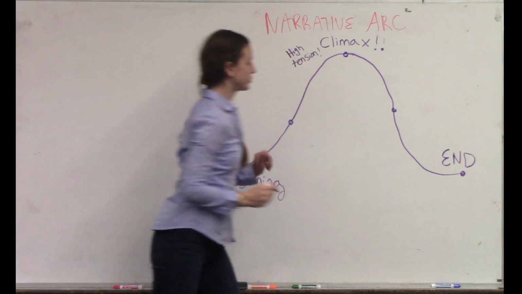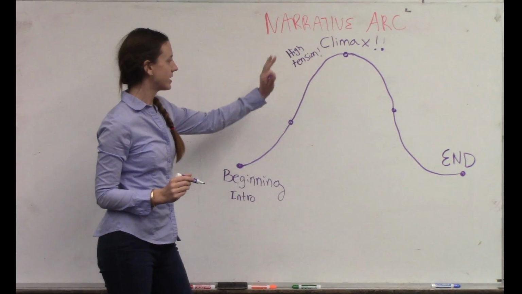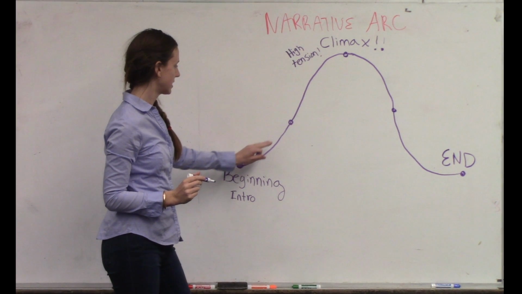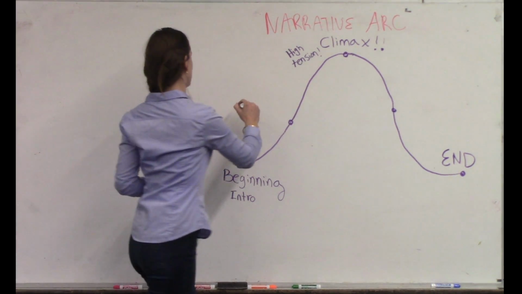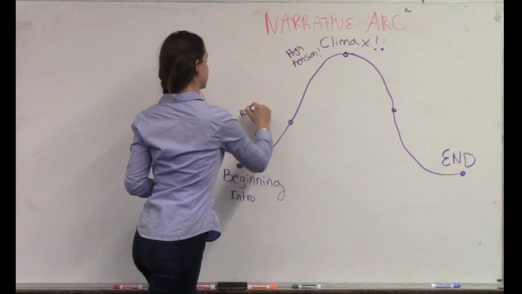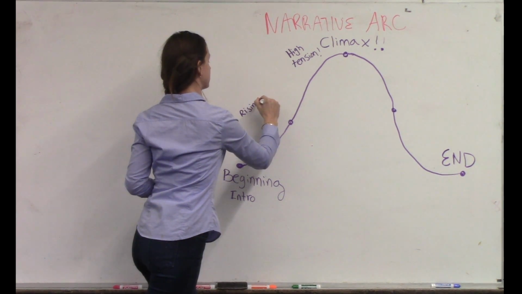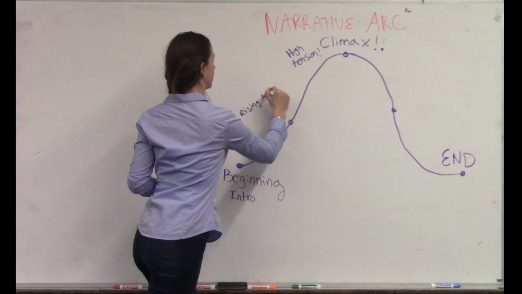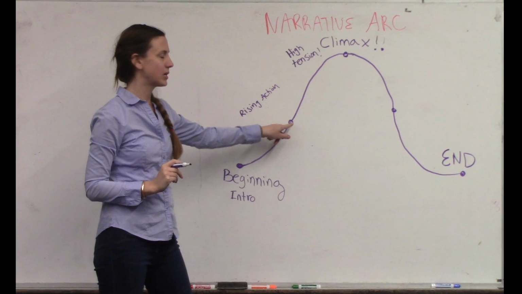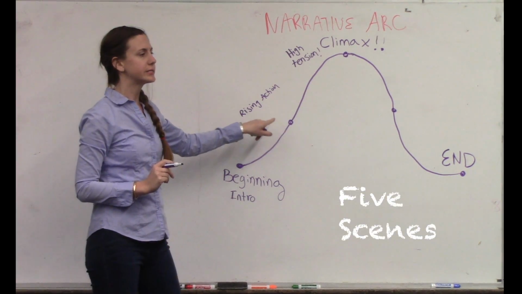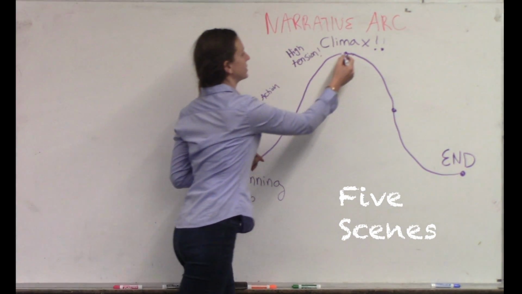In this rough structure, we're just going to do 5 scenes. You're going to have your beginning. You're going to have the rising action, which leads us up to the climax. Rising action is leading us up to the climax. So here, something might happen that moves the story up to the climax.